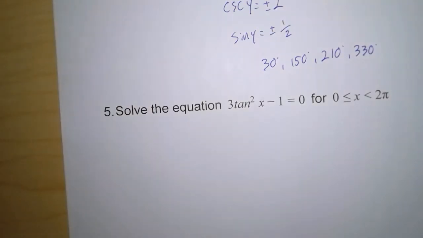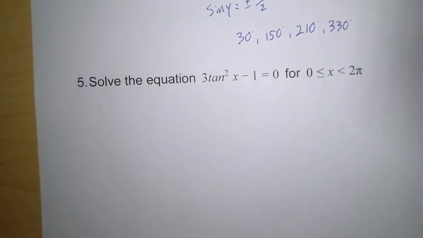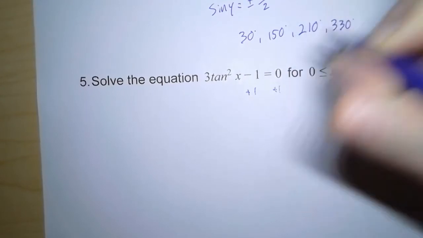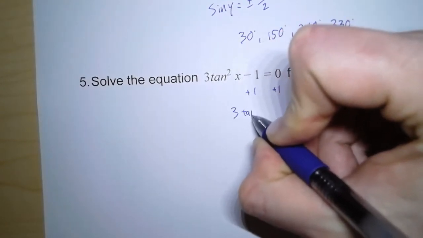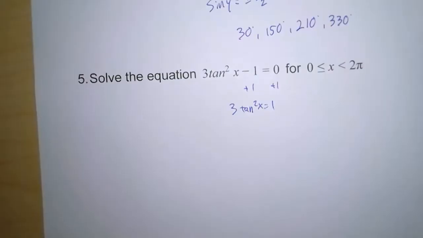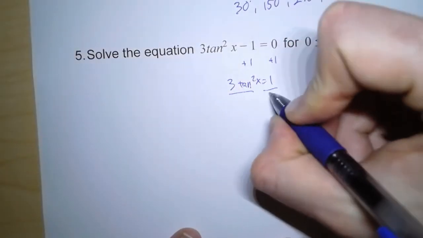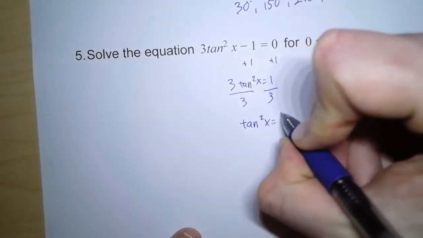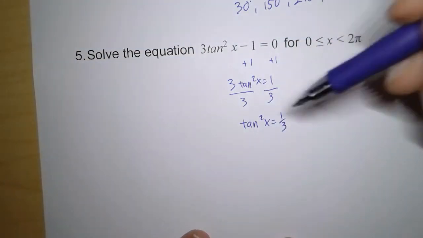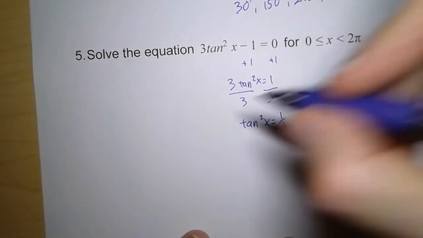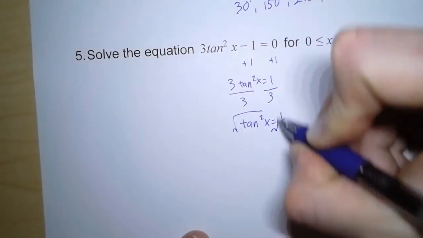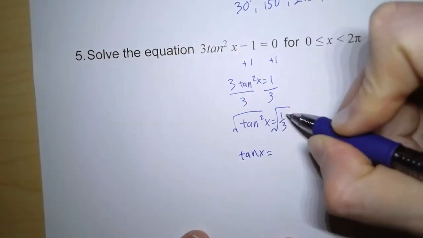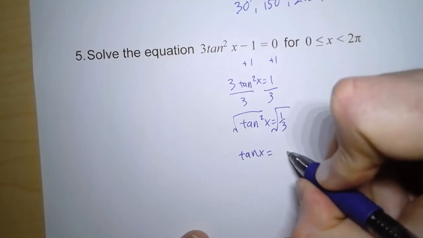Now for our last one, we have to get tangent by itself. So the first thing to do is add 1. So we have 3 times tangent squared of x equals 1. Then we have to divide by 3. So we get tangent squared of x equals 1/3. Now we have to take the square root of both sides in order to get tangent by itself. Now we can take the square root of 1, but we can't take the square root of 3.